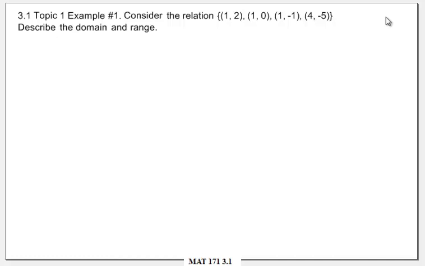For example 1, we want to consider the relation (1, 2), (1, 0), (1, -1), and (4, -5). Describe the domain and the range. So in this case, the domain is your x values. So our domain is going to be 1 and 4. Those are the only unique values. The ones repeat. So our domain is 1 and 4.